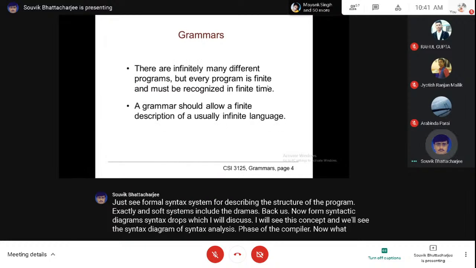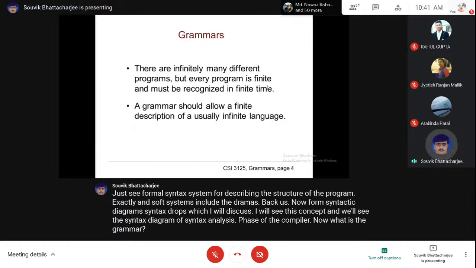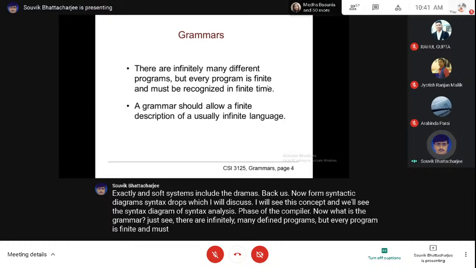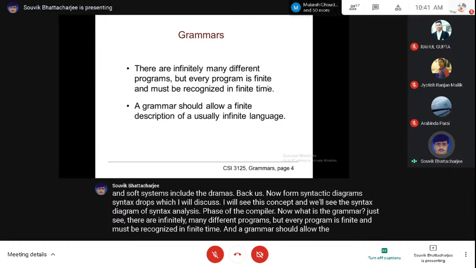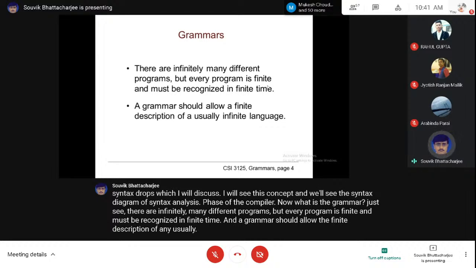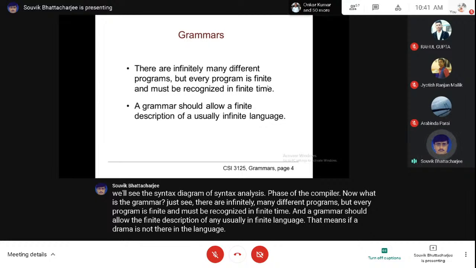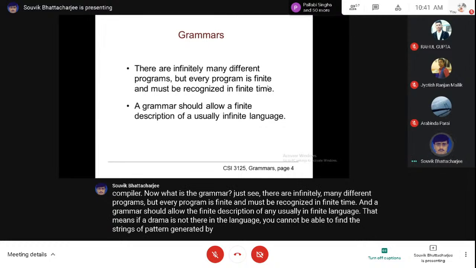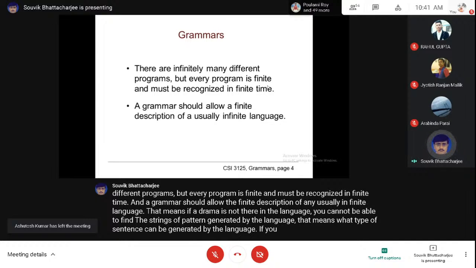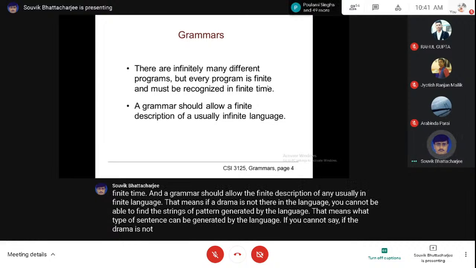Now, what is a grammar? There are infinitely many defined programs, but every program is finite and must be recognized in finite time. And a grammar should allow the finite description of any usually infinite language. That means if a grammar is not there in the language, you cannot find the strings or patterns generated by the language. That means what type of sentence can be generated by the language you cannot say if the grammar is not properly defined for that particular language.